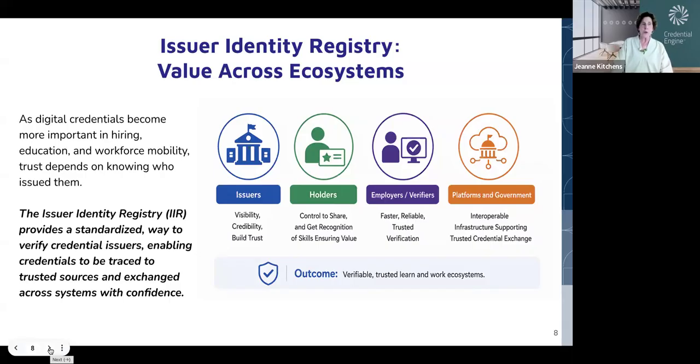So the Issuer Identity Registry provides a standardized way to verify credential issuers, and that's why we call it an Issuer Identity Registry. It's for verifying the identity of credential issuers, and we want to be able to make sure that when these credentials are issued, there's a great deal of trust and confidence in that.